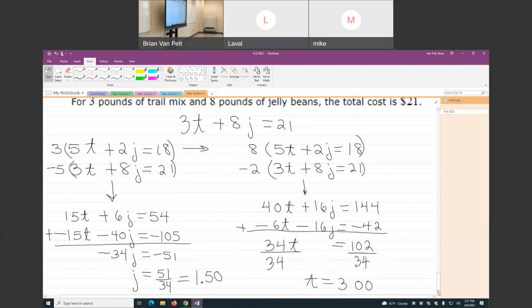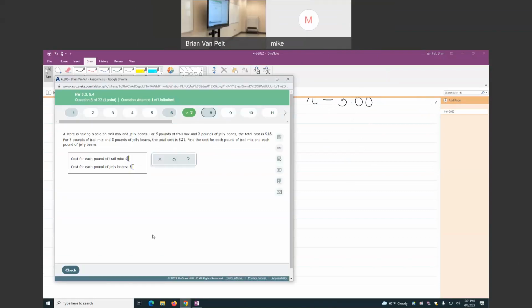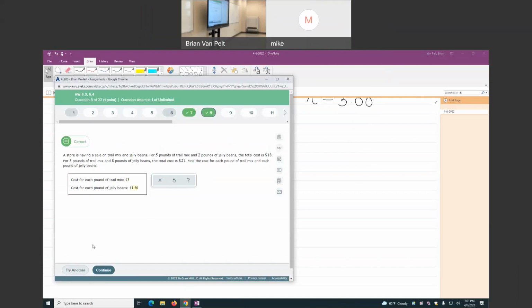So you can see there's an advantage to being able to use two variables, a huge advantage in setting up these word problems. Sometimes, like this last one, it was almost too easy. What was the trail mix? It was $3. I don't remember if it requires you to put these decimals in there or not. You could just put 1.5 or not.